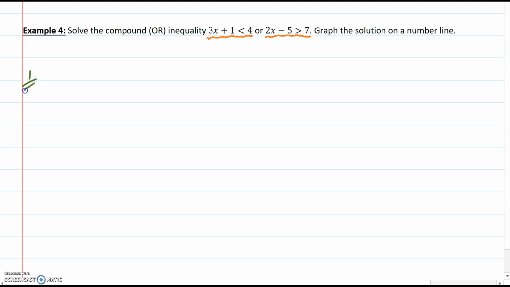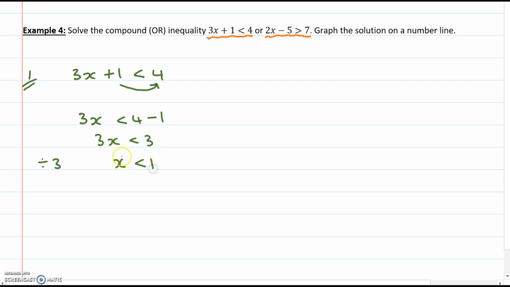So take the first one. We have 3x plus 1 is less than 4. Now deal with this just as a simple inequality. What we want to do is get the variable on its own on the left hand side. So move that 1 across, and it's going to be 3x is less than 4. If we pull the 1 across, it becomes minus 1. So we get 3x is less than 4 minus 1, which is 3. And now we'll divide both sides by 3, and we get x is less than 1. So that's part of our first answer. It's not the whole thing, but it's part of it.